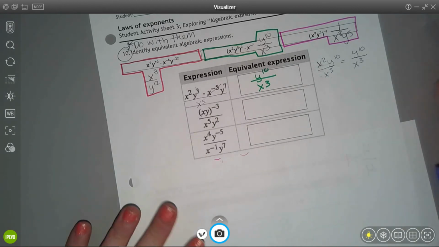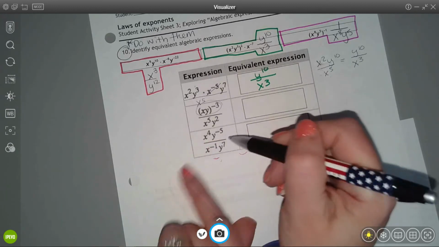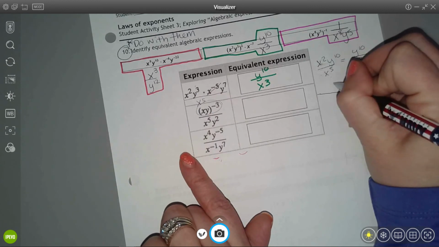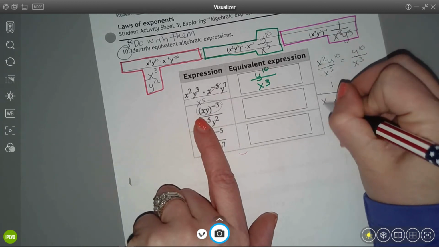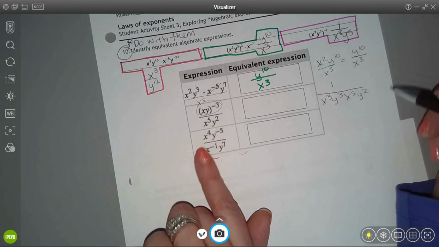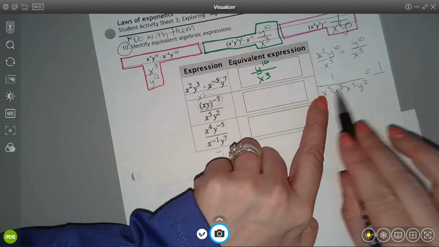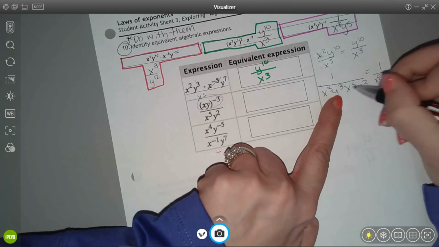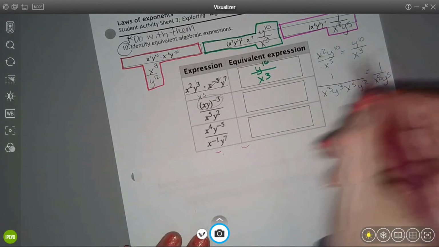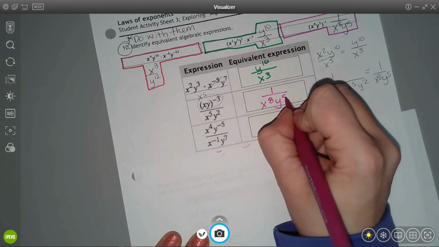Okay, my second problem here. First thing I know, guys, is that this is going to go to the bottom. So right away, I know that I've got a 1 on top. I've got an x to the third, y to the third, x to the 5th, y squared. Well, if I just combine these, 1 over, count up my x's, 3 plus 5 is 8, 3 plus 2 is 5, and that matches my pink answer here. So my answer is going to be 1 over x to the 8th, y to the 5th.